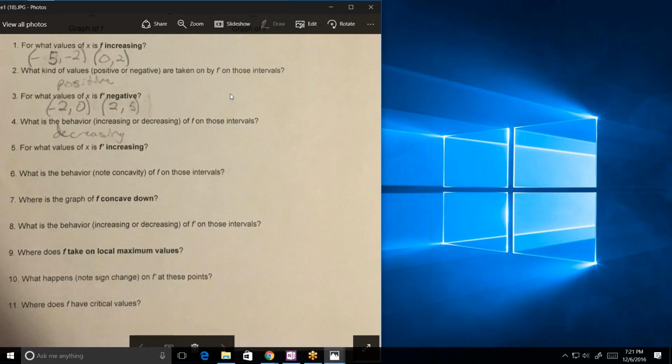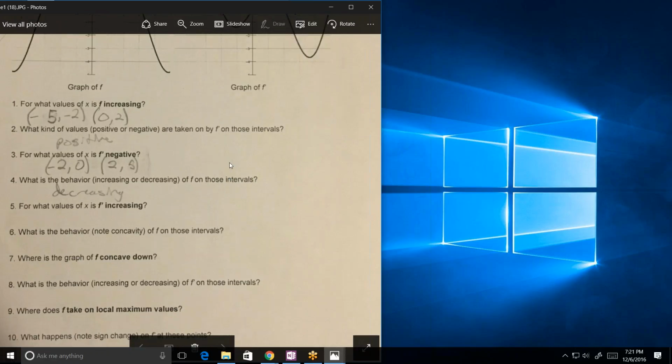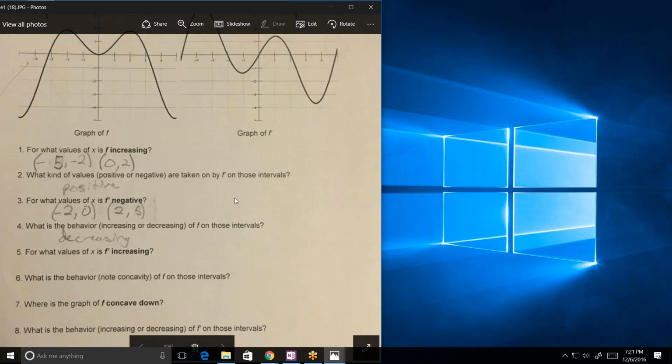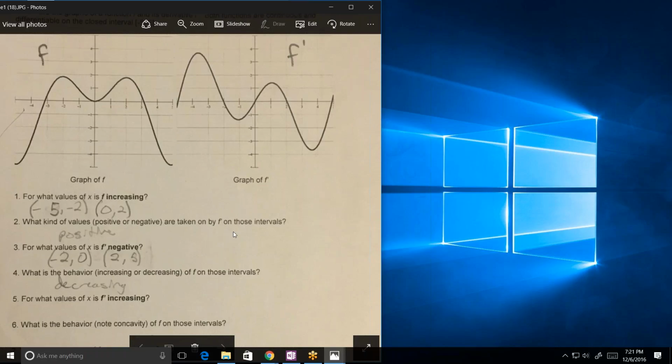This is a little tough because it's hard to see the curves and the questions at the same time. So we answered 7. Let's talk about 8. What is the behavior, and by that they mean, is it increasing or decreasing, on f prime on the intervals where we were concave down on f? What's f prime doing when we are concave down on f?